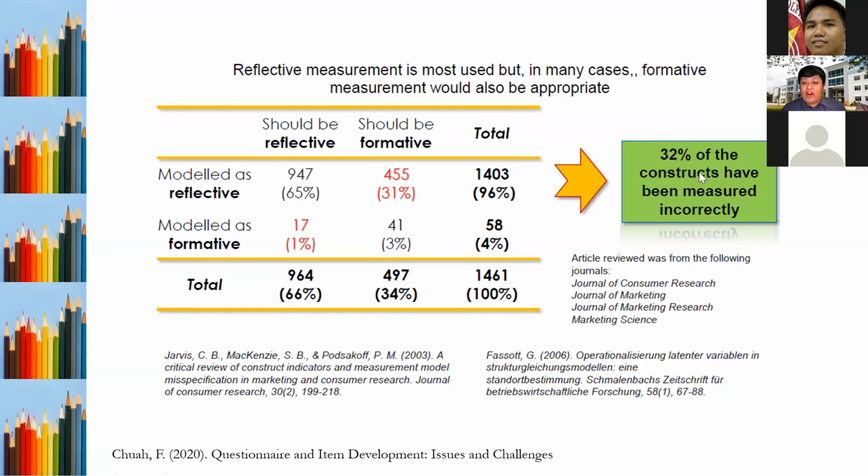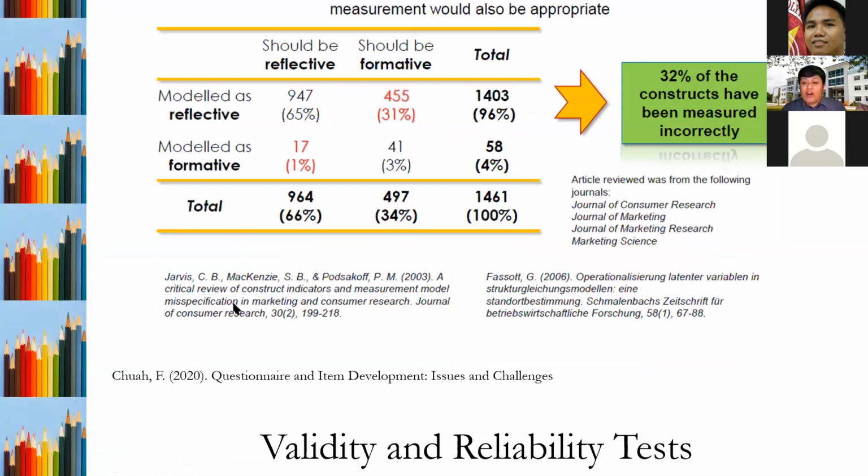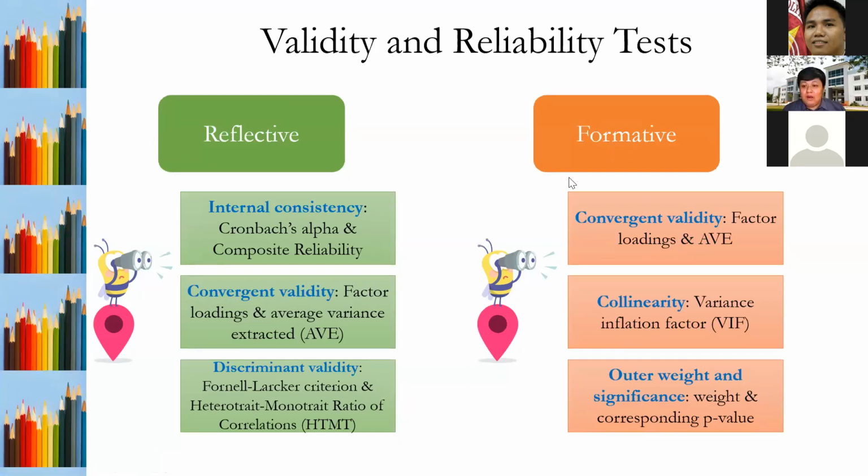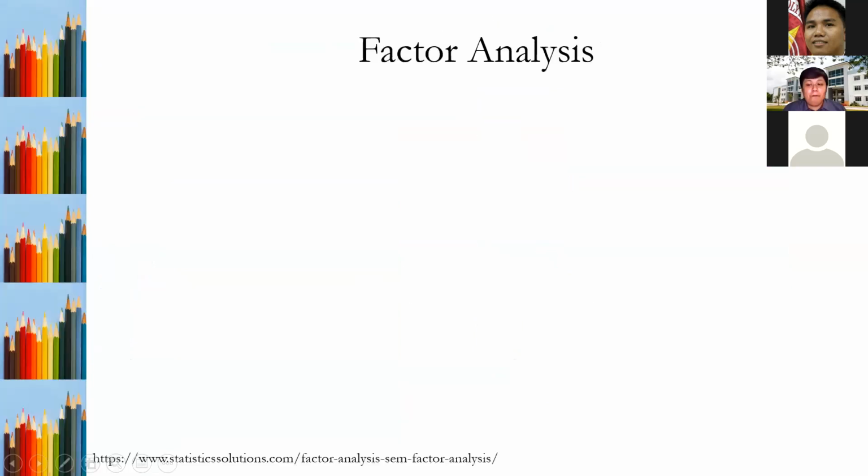To recap, these are the three requirements for a reflective construct: internal consistency, convergent validity, and discriminant validity. As I mentioned, this is the most commonly used in most research studies. Then for formative, we have convergent validity, collinearity, outer weights, and significance. These are the three requirements if your construct is a formative construct. So that is basically all about formative and reflective.